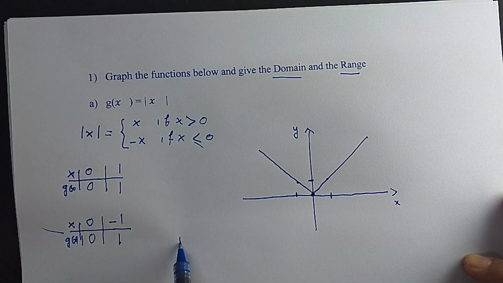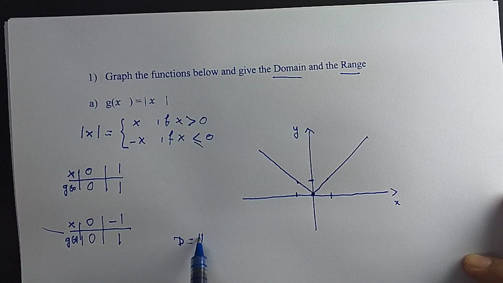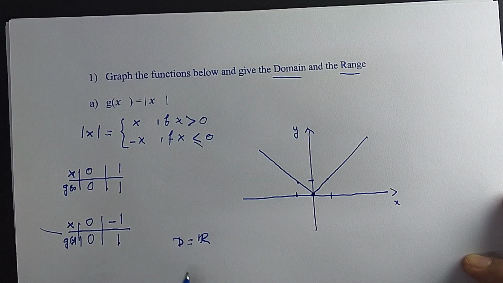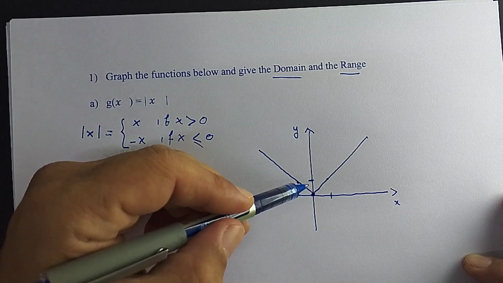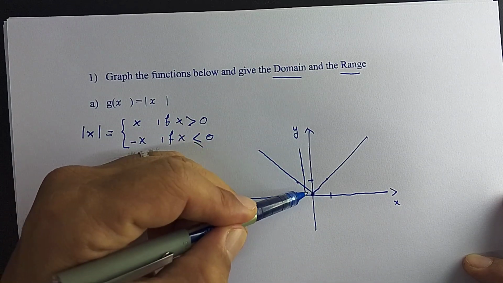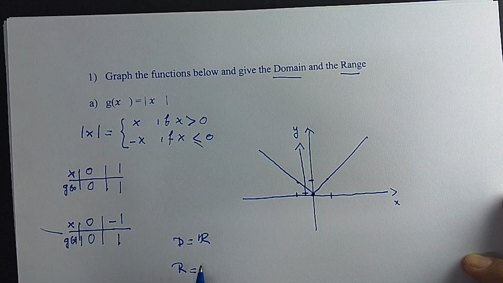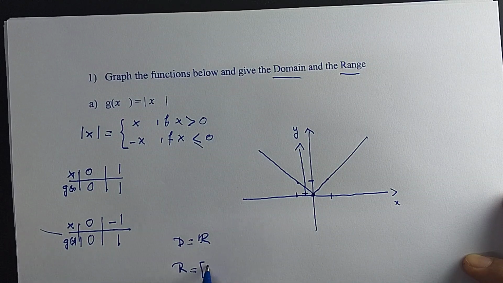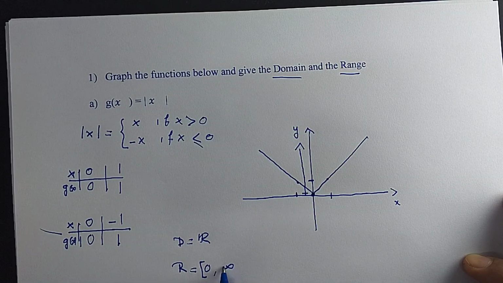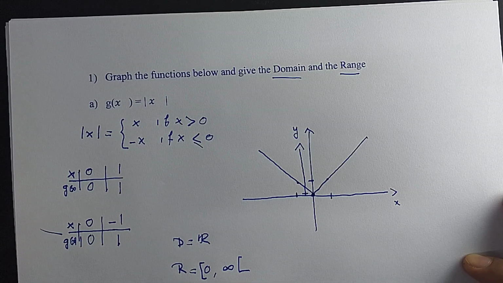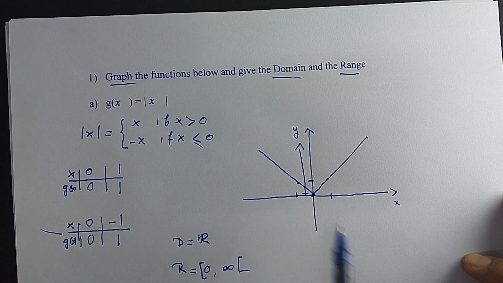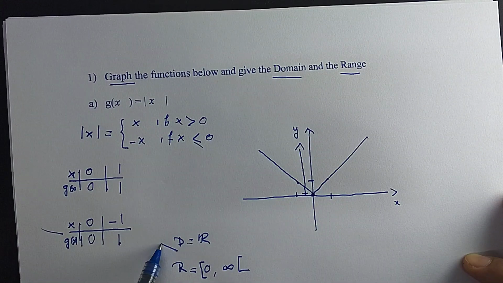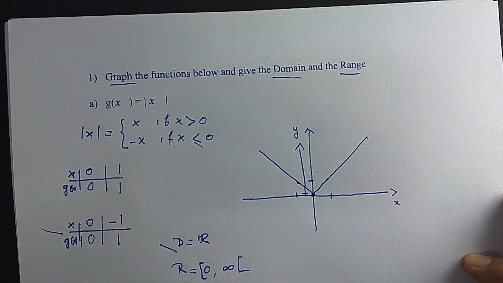So the domain is R, all real numbers, and the range equals the positive part, so equals 0 to infinity. This is the range of g. So we answered the first part of the question, graph g, the second part, the domain, and the third part, the range.